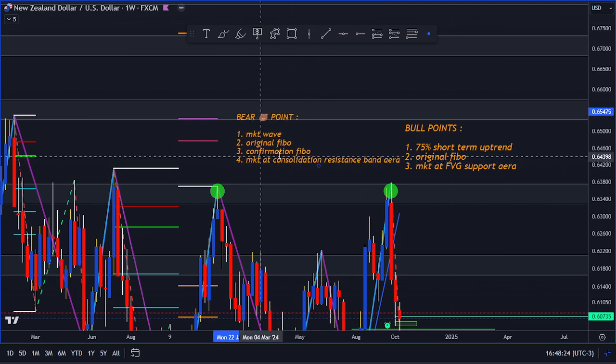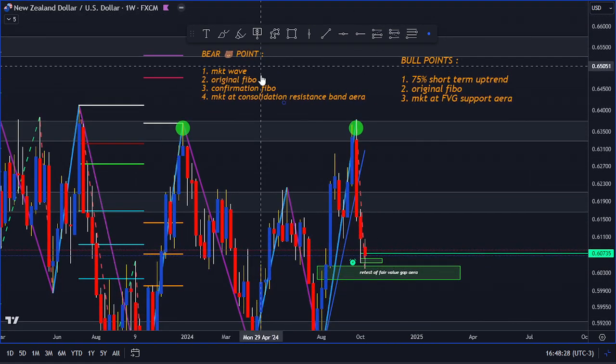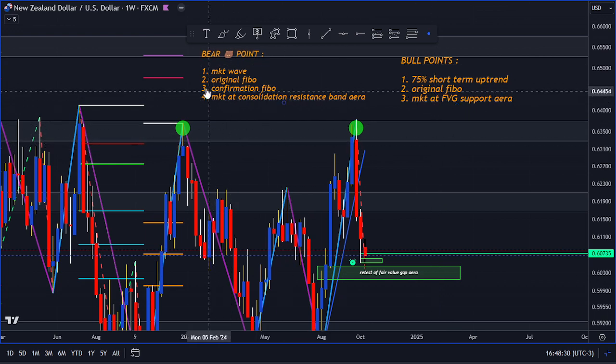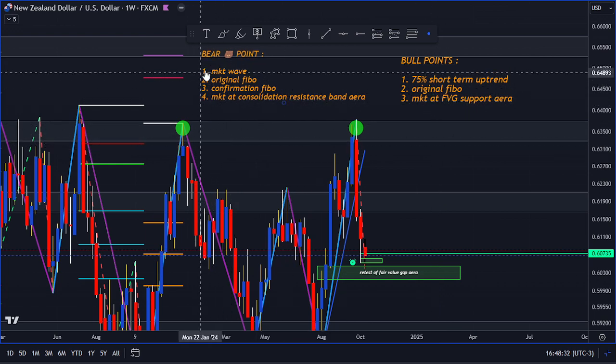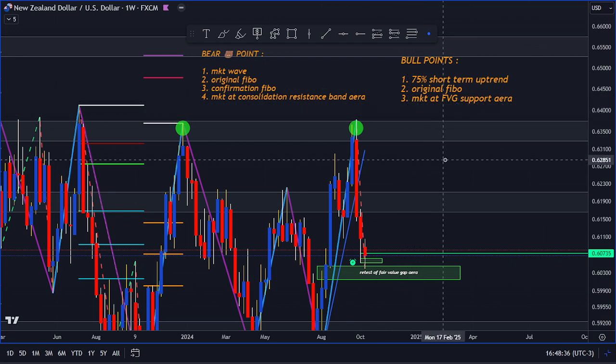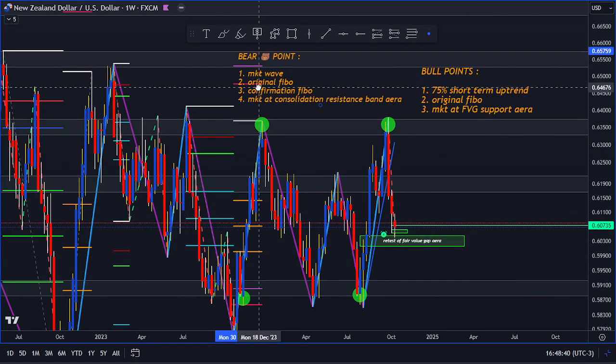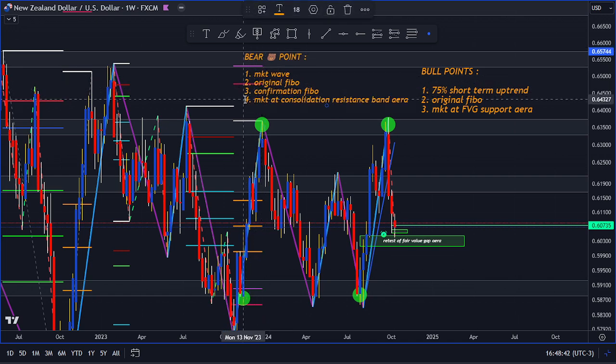All right, so that's it. As you can see right here, this is a bear point and this is a bull point. So I can see that the bears have 4 points and the bulls have just 3 points. So who's going to win?